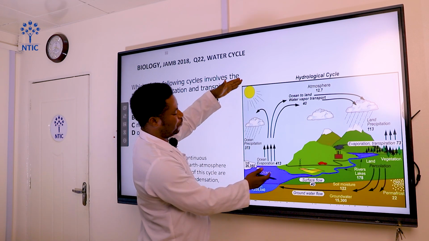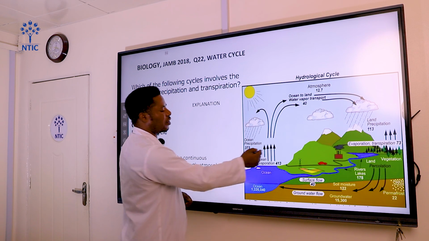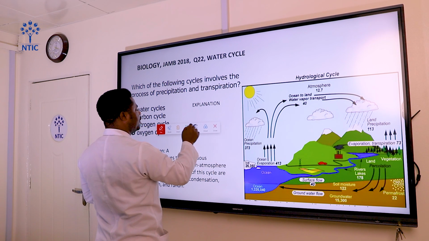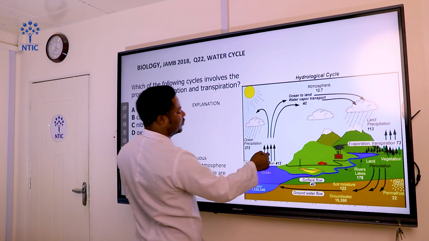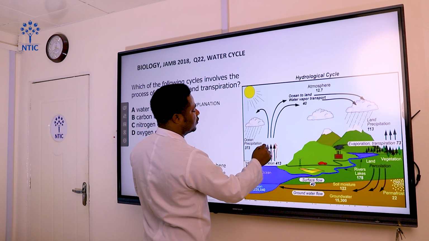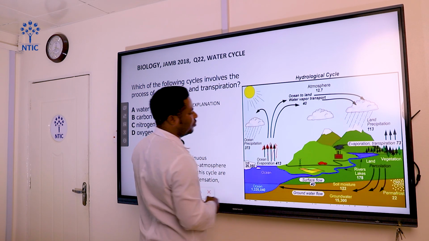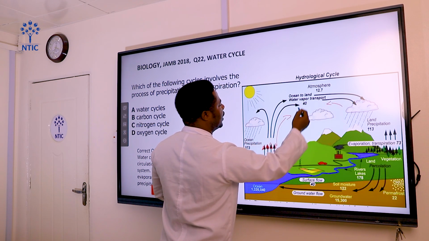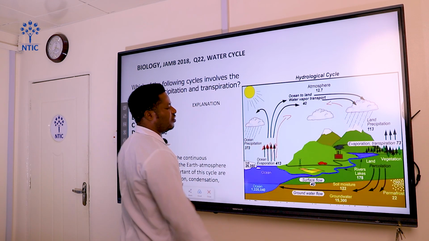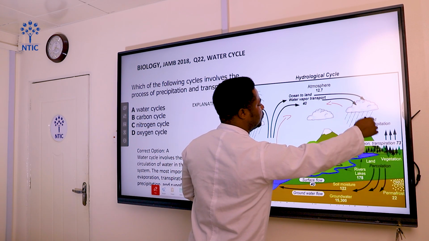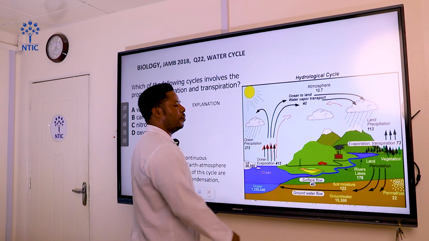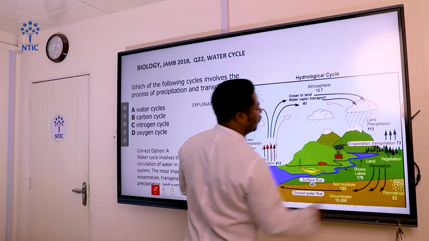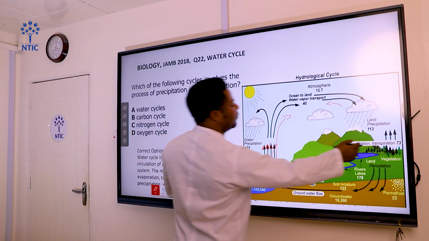This is just a diagram to show how it occurs. Can you see this arrow here? This arrow shows that water is leaving the surface by a process known as evaporation. When the water evaporates, it gets to a level where it has to condense, and after condensation, it falls back as rain, a process known as precipitation. Then, from plants, you can have water leaving the surfaces of plants, a process known as transpiration.